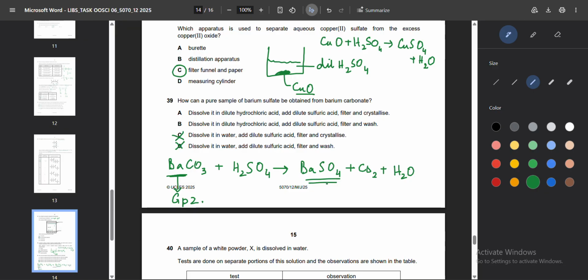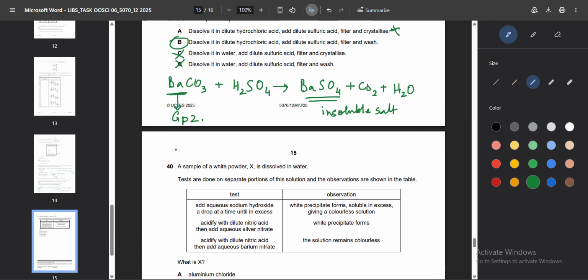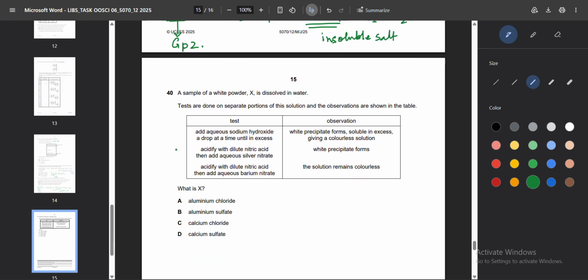So once we get this barium sulfate, which is an insoluble salt, we can just filter it out and we can wash it. So that means which is the correct option, A or B, because we don't need to crystallize it. So option B is the correct one, because barium sulfate is an insoluble salt that can easily be filtered out.